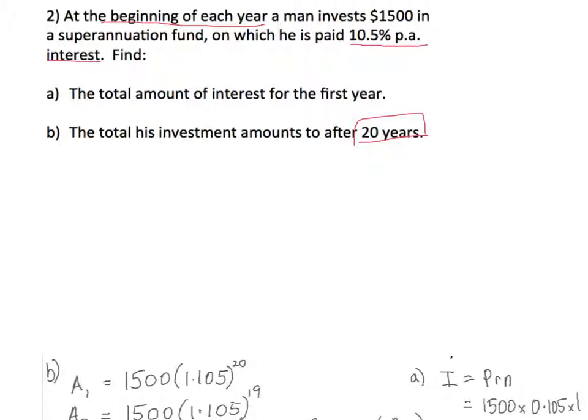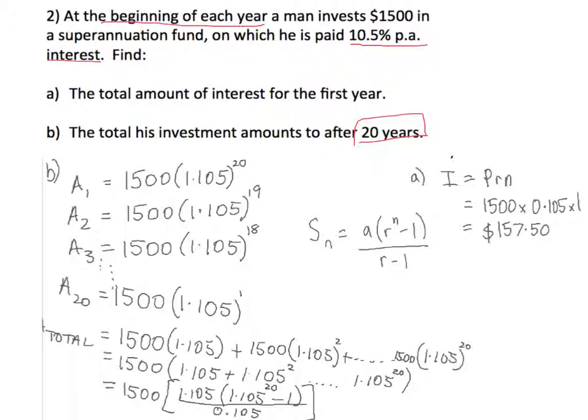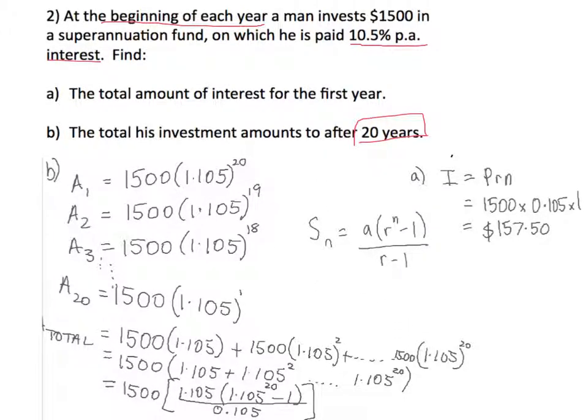All right, so let's just move up my solution. We've got here on the right-hand side the solution for part A. Using the simple interest formula, because part A is just asking for the amount of interest for the first year, the interest I equals PRN. P, the principal, you can see he invested $1,500. Our rate is 10.5% per annum, which is 0.105, and our N, because the question's just asking for the first year, is 1. So there it is. That's one way of doing it.